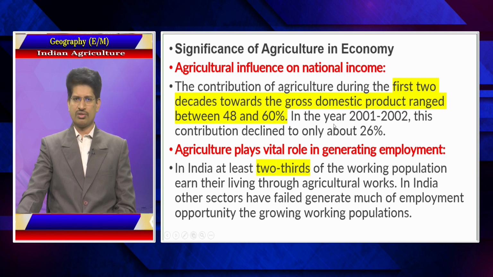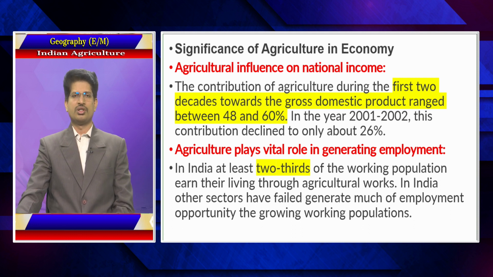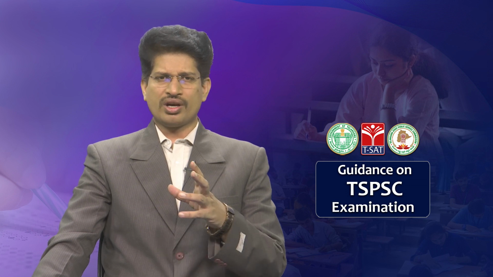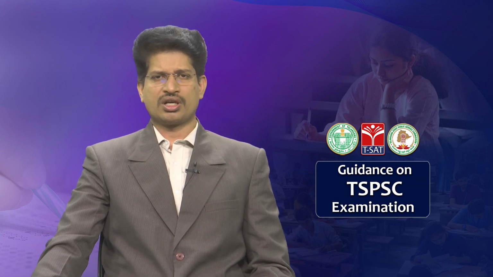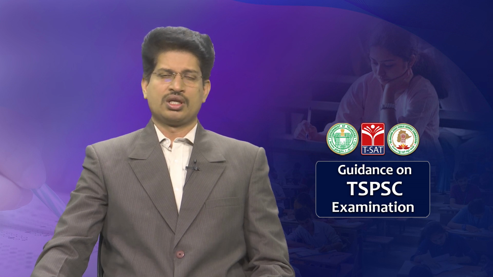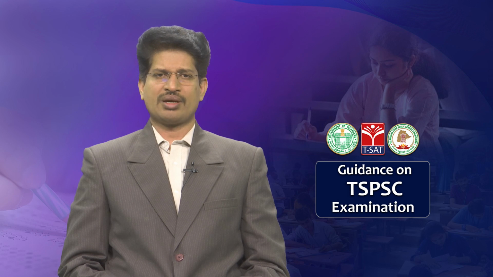Later, even though the percentage is decreasing relatively compared with the rest of the sectors, in general, the amount of agriculture product from the independence decade to right now is gradually increasing. So, agriculture plays a vital role in generating employment because two-thirds of the working population is dependent upon agriculture. Another significant aspect is that it provides food for the ever-increasing, exploding population. Agriculture is also responsible for capital formation.